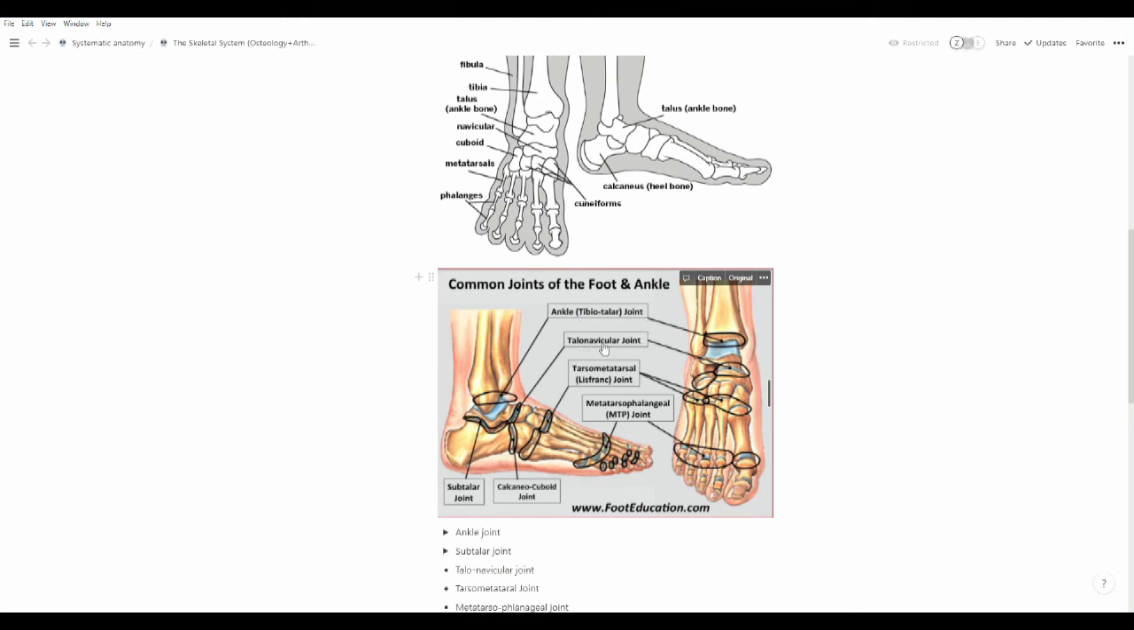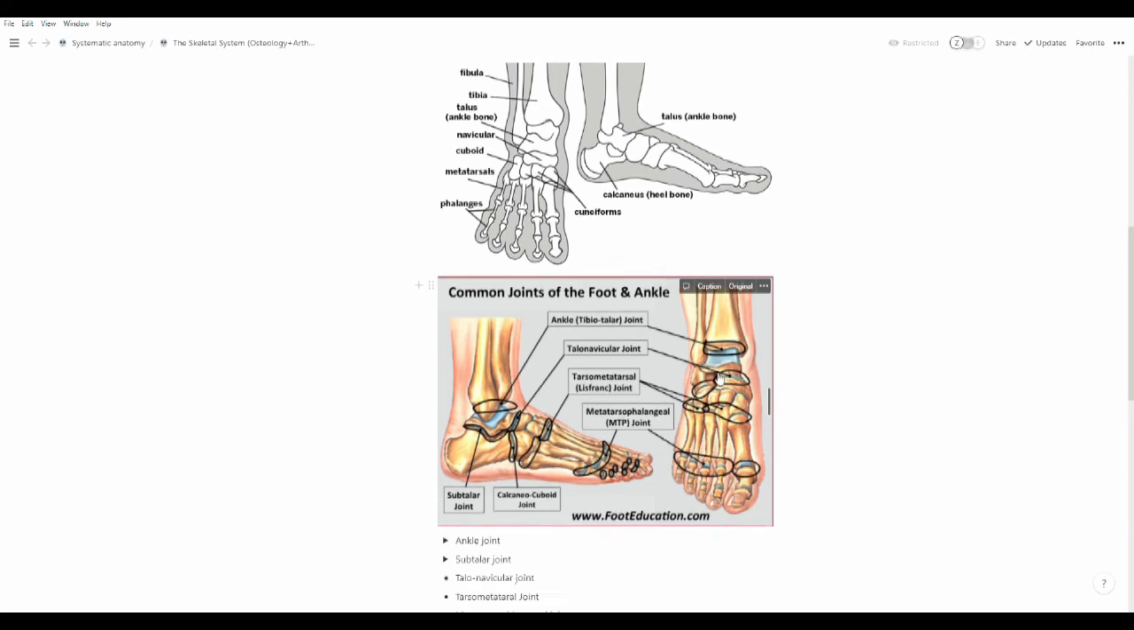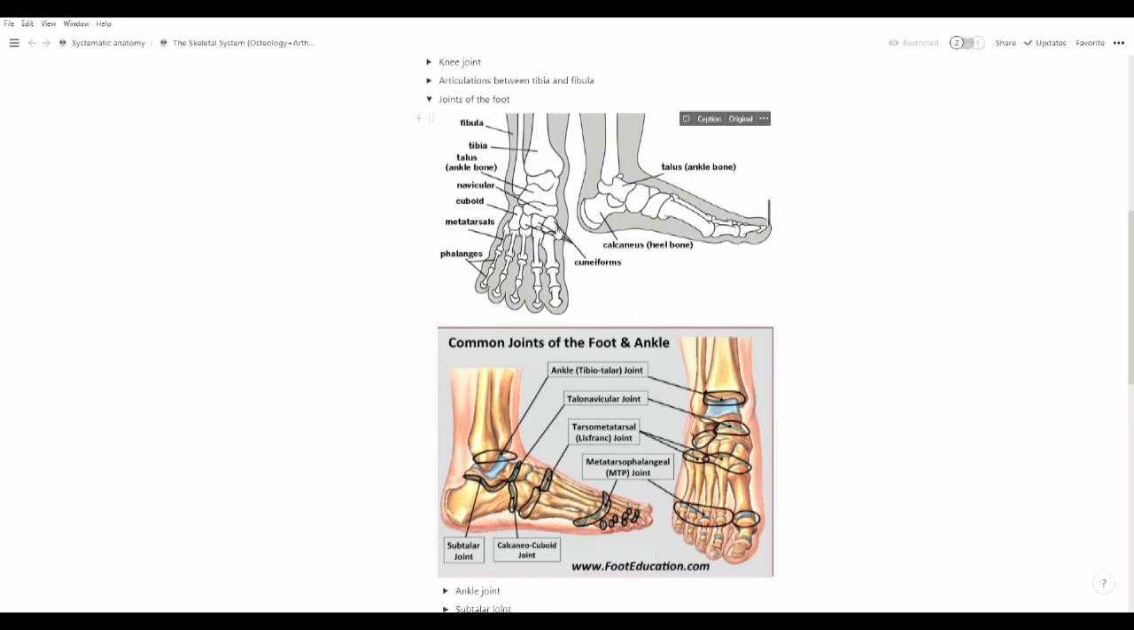We also have the talonavicular joint. The talonavicular joint is this joint in here between the talus and this bone in here. What else? Oh yeah, we have the tarsometatarsal joint. Very simple. Those bones in here, the cuboid and the cuneiforms, are called the tarsals, and those are the metatarsals.